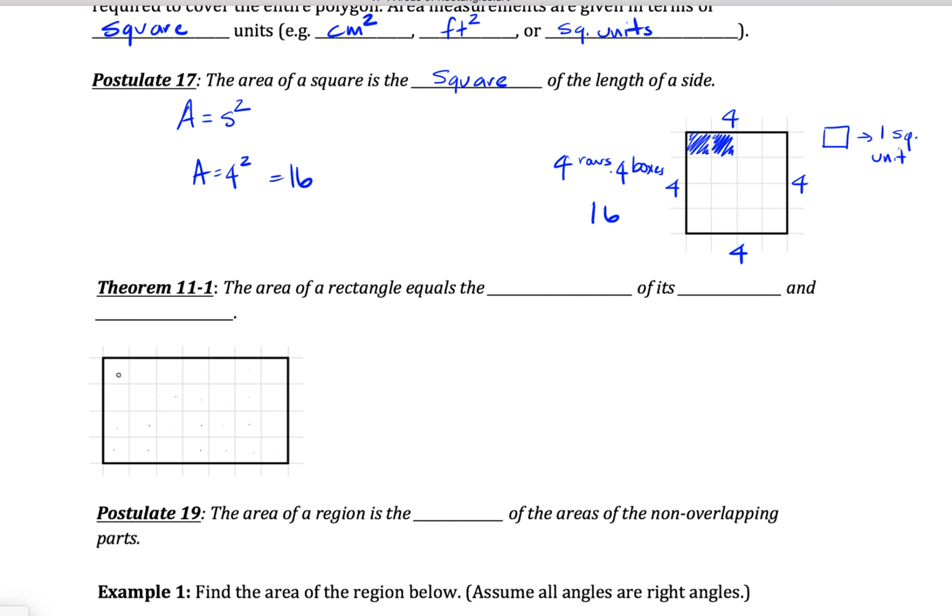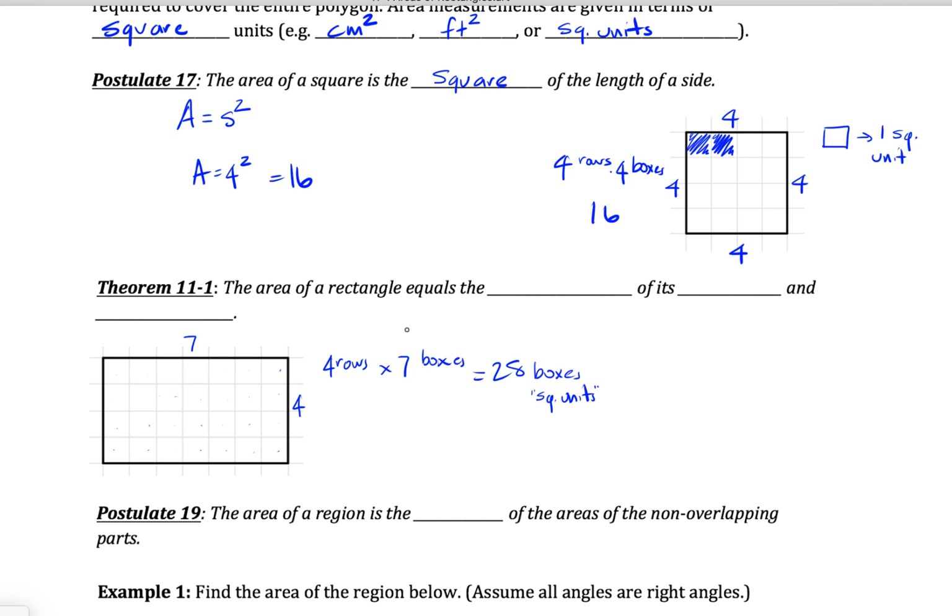Again, we have rows going horizontally and columns going vertically. There are 4 rows, and each row has 1, 2, 3, 4, 5, 6, 7 boxes in it. So there are 7 boxes going across. If there are 4 rows with 7 boxes, then 4 times 7 gives us the 28 total boxes, or 28 square units for this rectangle. That's another way we could do it, and it's better than just counting.